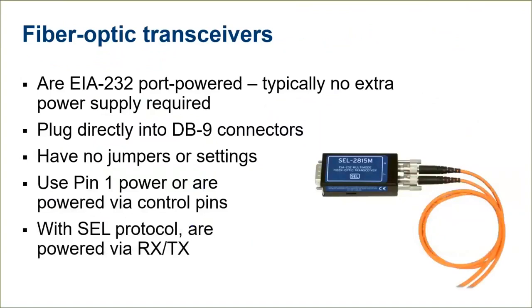Fiber optic transceivers can be plugged directly into the DB9 connector serial port. The transceiver is approximately the size of the DB9 connector shell, so no special mounting is required, no special tools. It's just kind of a plug and play. This transceiver receives power from the host device, once again through that EIA-232 standard connector, and requires no separate power supply or power wiring. No jumpers or settings need to really be applied to any SEL fiber optic transceiver.